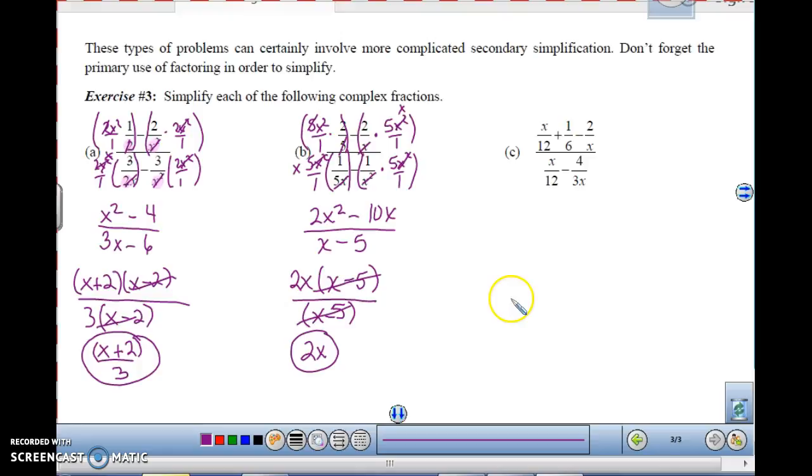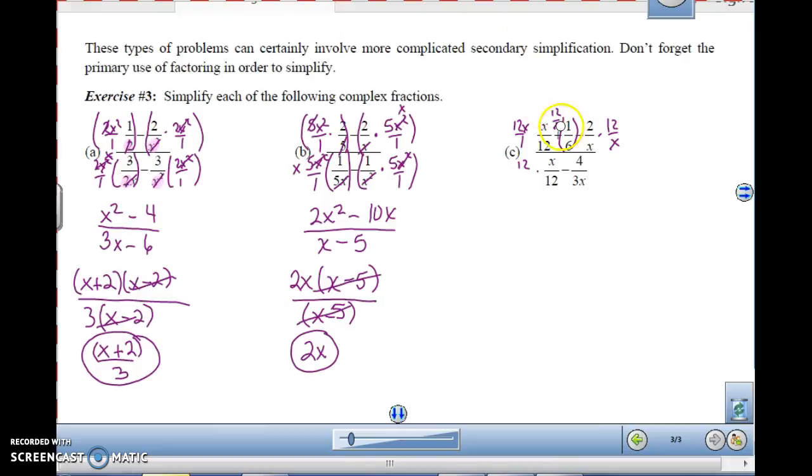Okay, let's try letter C. X over 12 plus 1 6 minus 2 over x divided by x over 12 minus 4 over 3x. What's my common denominator? It's going to be 12x. Okay, so I'm going to put a 12x here. There's going to be a 12x here and a 12x here. Okay, that's why I like to put big parentheses around it. I can see everything that I'm doing. And this is going to be times 12 over x, or I wrote 12 over x.